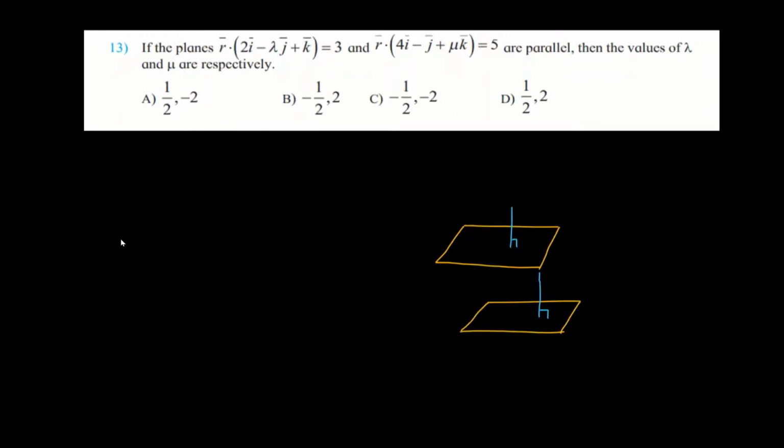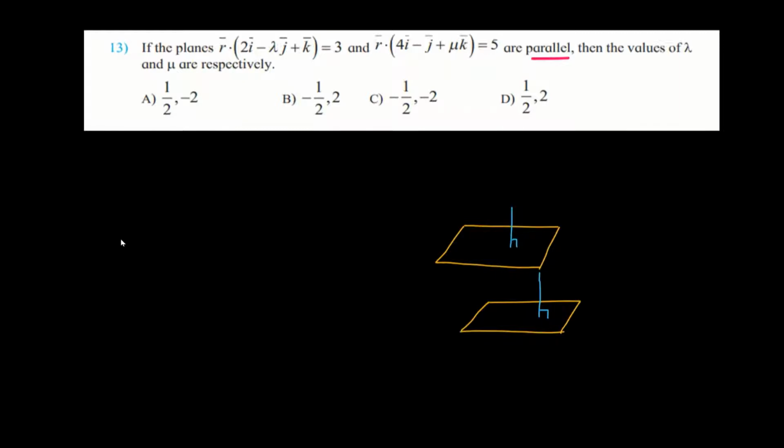Now the 12th question I will not be doing with you because it deals with the deleted syllabus. So the 13th question: if the planes r dot 2i minus lambda j plus k is equal to 3 and r dot 4i minus j plus mu k is equal to 5 are parallel, remember the planes are parallel to each other, then the values of lambda and mu is what we have to find out.